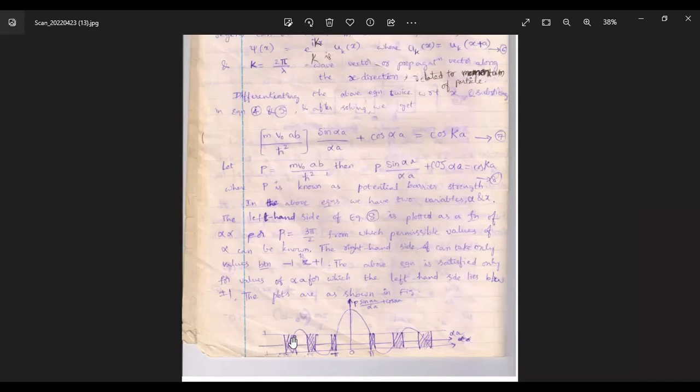So if P is large, the width of the allowed band decreases and the width of the forbidden band increases. The forbidden region is increasing when P is large and the allowed region width is decreasing. For P infinite, if P goes to infinity, what will happen? Then equation 5 has only one solution. Equation 5 is d square psi by dx square minus beta square psi equal to 0 for -b less than x less than 0. That is the fifth equation. So for P infinity, equation 5 has only one solution.